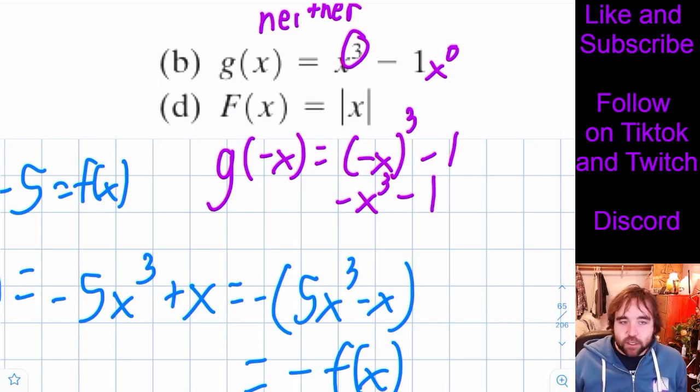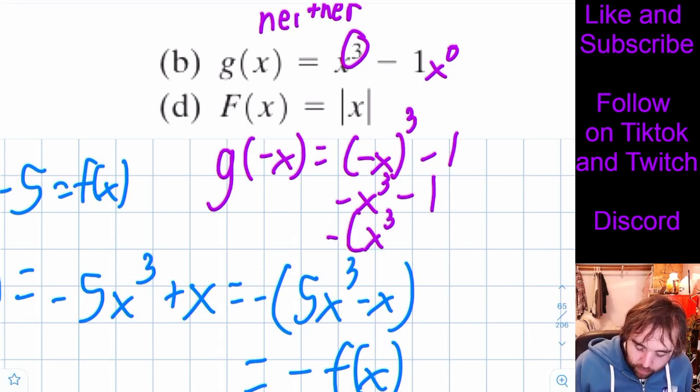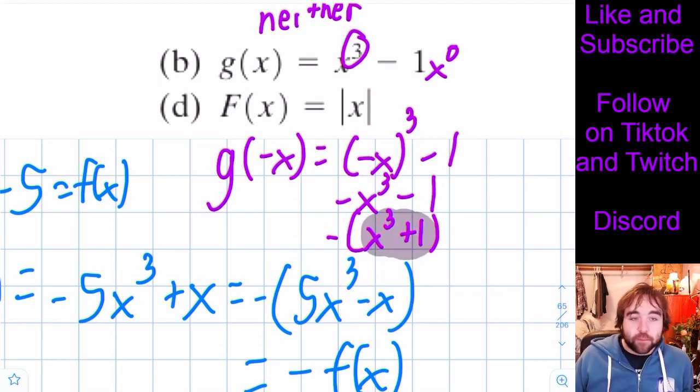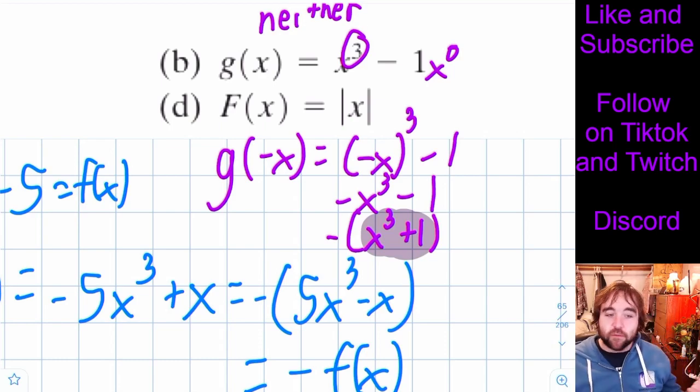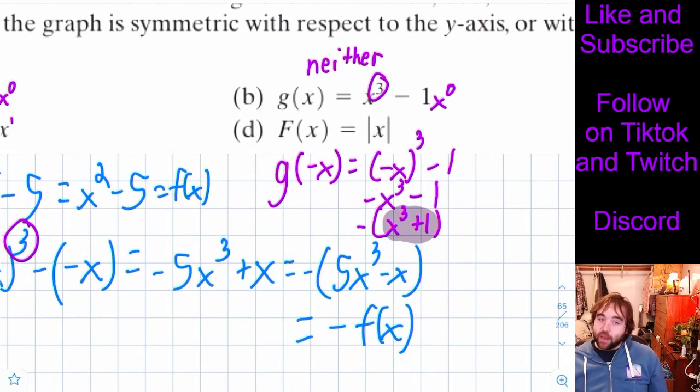So it's not the original function, because in the original function the x cubed is negative. And if we try to factor out a negative from both of them, we're not going to get the original function here either, because it's supposed to be a negative one, not a positive one. And so since both of the signs didn't change, we don't get the original function or the negative of the original function. It's neither.